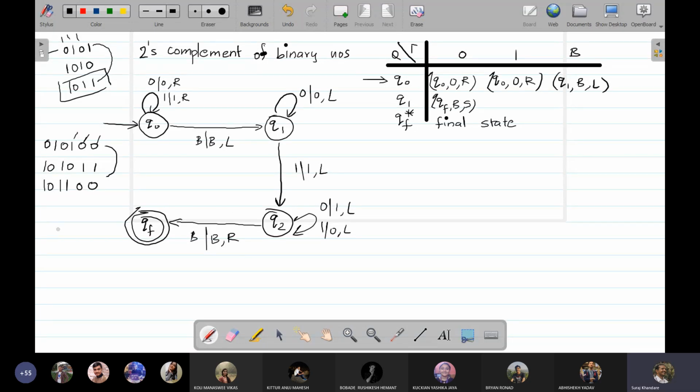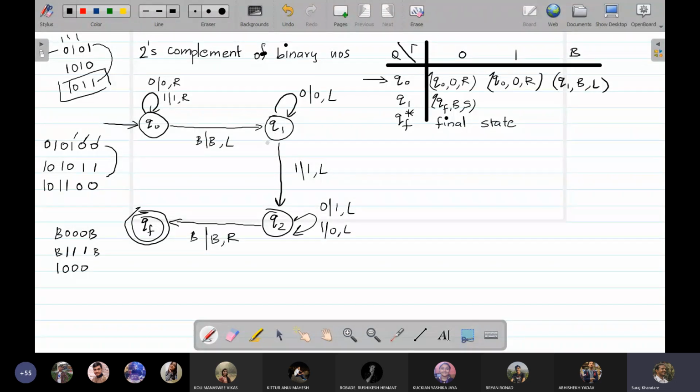Now, there is one case which is not taken care of. If the input is 0, 0, 0, what is the two's complement of this? First, we'll write the one's complement, which is 1, 1, 1. You add 1 to it, it will be 1, 0, 0, 0. Now, if we use this logic, what will happen? We'll scan the zeros and we'll go till the blank. We start moving from there to the left. So in Q1 only we'll get stuck.